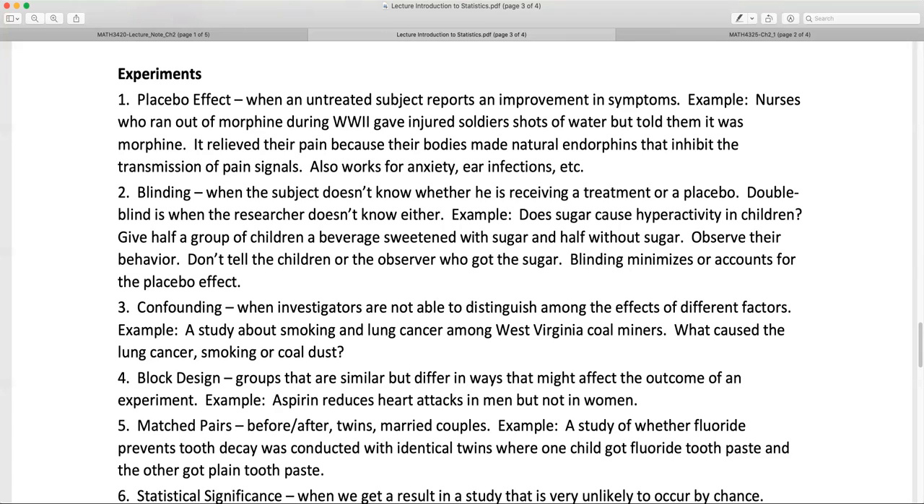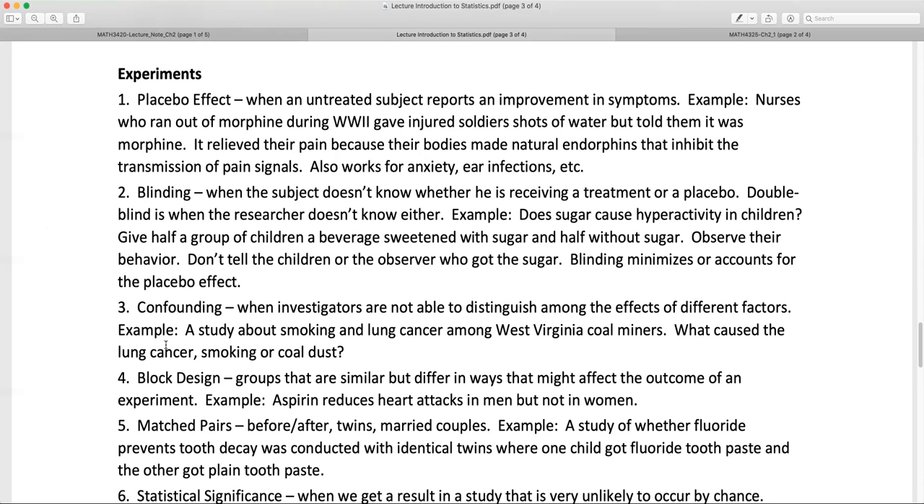That's the placebo effect. And then blinding is this: when the subject doesn't know whether he is receiving a treatment or placebo. Double blind is when the researcher doesn't know either. For example, does sugar cause hyperactivity in children? Give half the group of children a beverage sweetened with sugar and half without sugar, and observe their behavior. Don't tell the children or the observer who got the sugar. So blinding minimizes or accounts for the placebo effect, right?